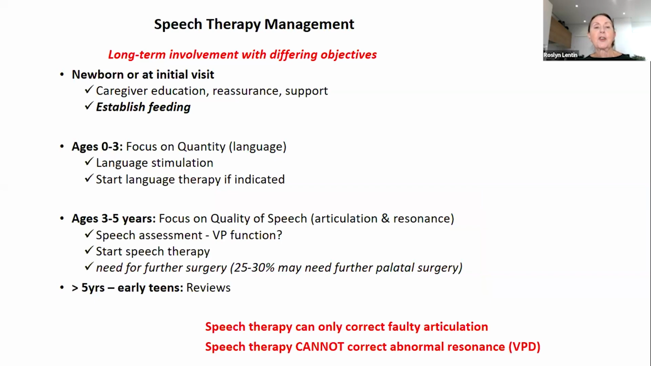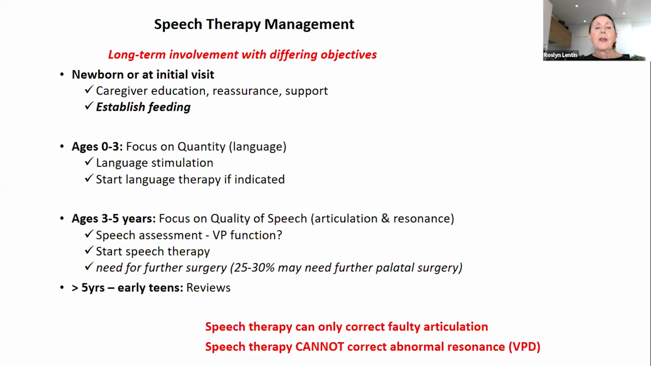It involves long-term care, really from newborn until the early teens. Just to move quickly through this: at newborn, the aim is to establish feeding. It is very important to give caregiver education, reassurance and support. You've heard from the previous speaker about the fear, the stress and the stigma involved. To reassure these parents that things can be done is vital.